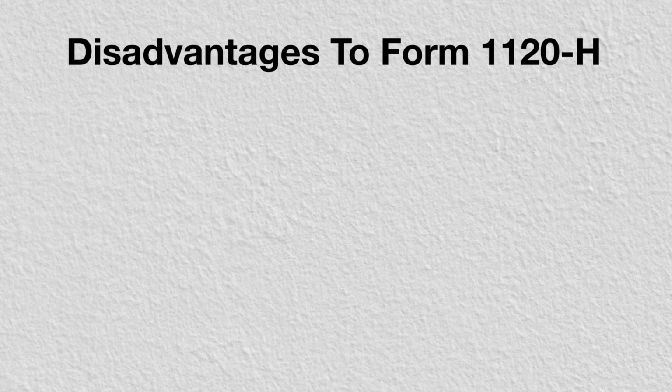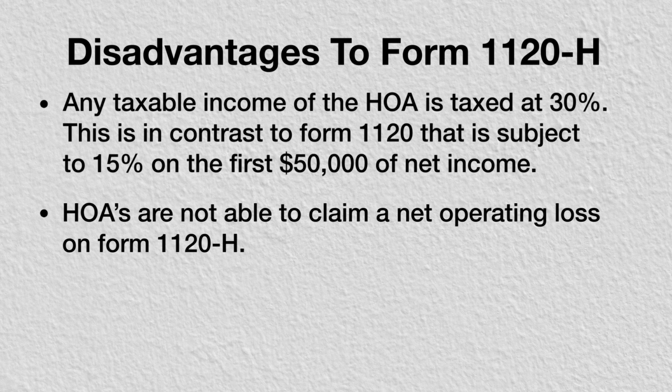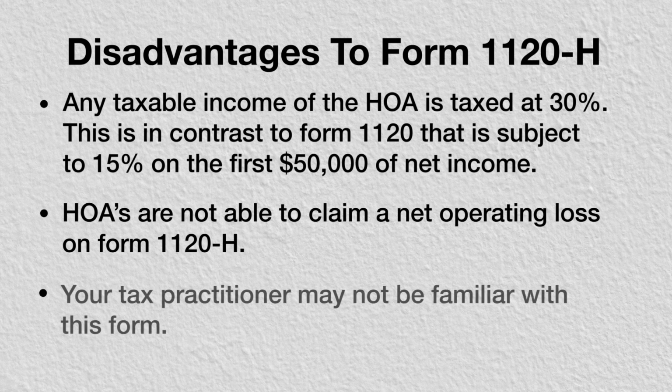However, there are a couple big disadvantages of filing 1120H. There's three main disadvantages. Number one, any taxable income of the HOA would be taxed at 30%, and this would be in contrast to an 1120 that is subject to only 50% of the first $50,000 of net income. Number two, another big part is that HOAs are not able to claim a net operating loss. So if there's a year where there's extensive expenses, they're not able to claim that loss and carry it forward into the future.